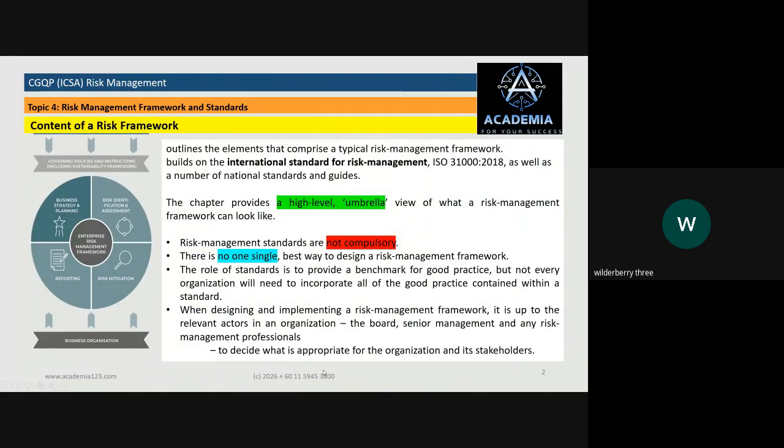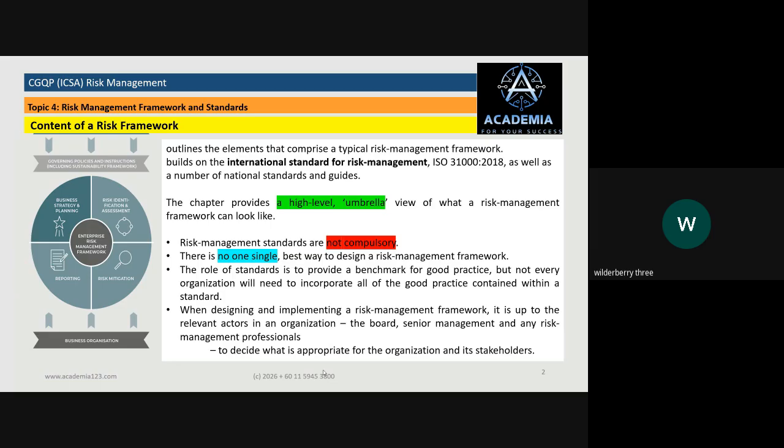The first question is, what do we understand by a risk framework? What is the content of a risk framework? Therefore you have to think about the reason to have a framework at all. A framework gives you a high-level umbrella: what is risk management about, and what does it comprise. You see on the left side quite a good chart which summarizes it. In the center we have the enterprise risk management framework. That can be, for example, ISO 31000 or COSO ERM.